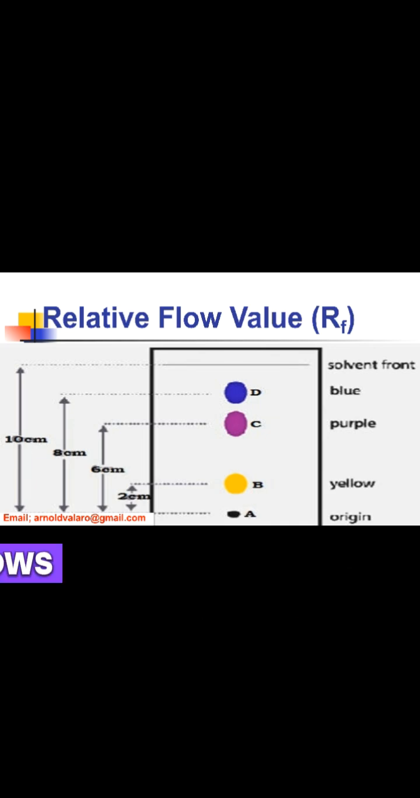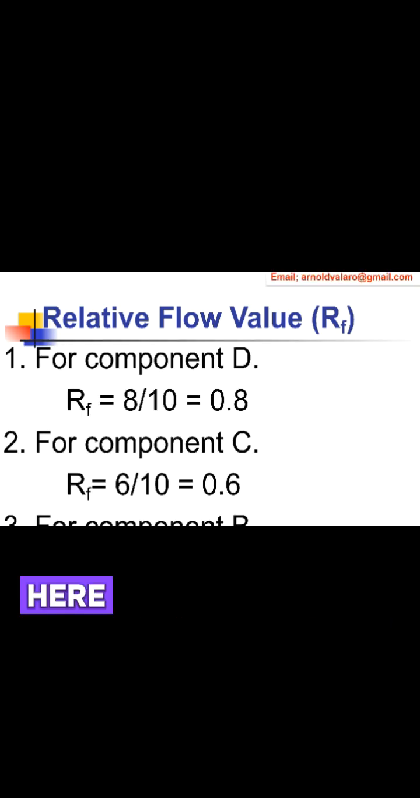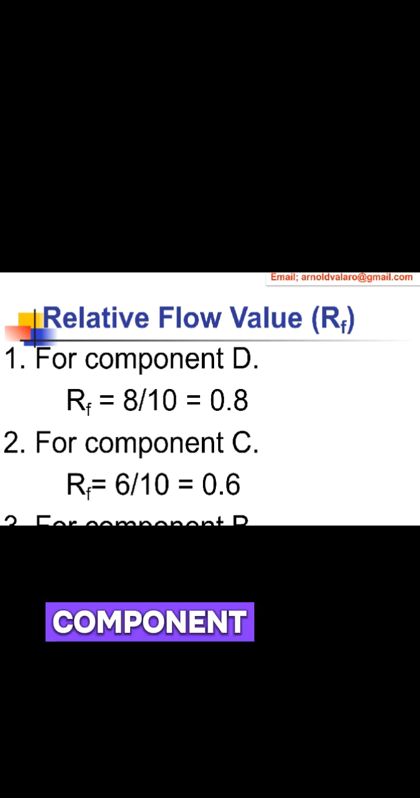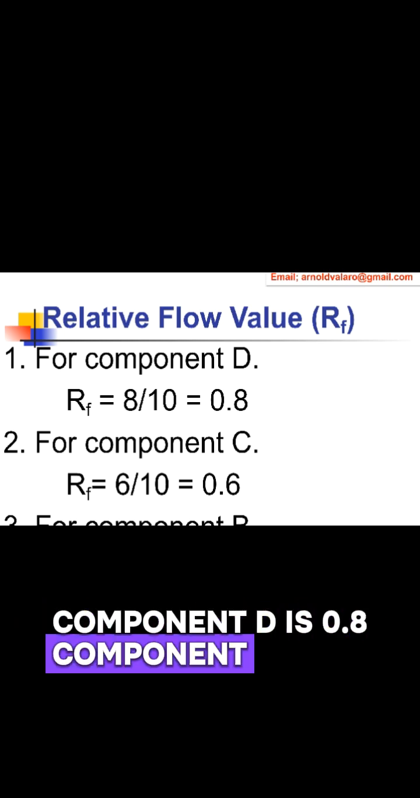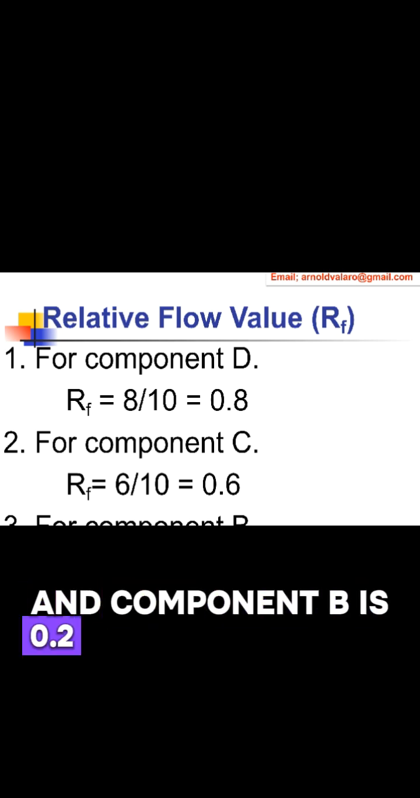This slide shows a visual representation of how the relative flow value is calculated. Here are the relative flow values for the components shown in the previous scene. Component D is 0.8, component C is 0.6, and component B is 0.2.